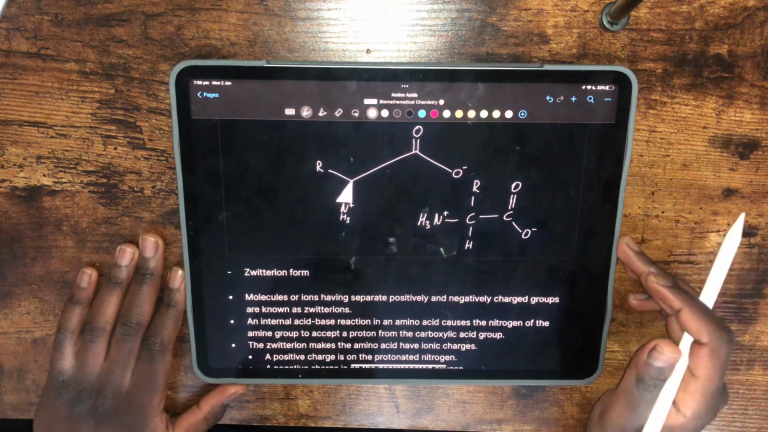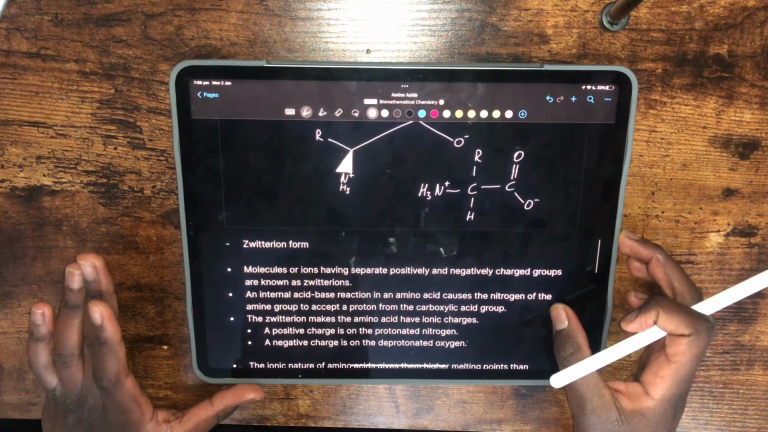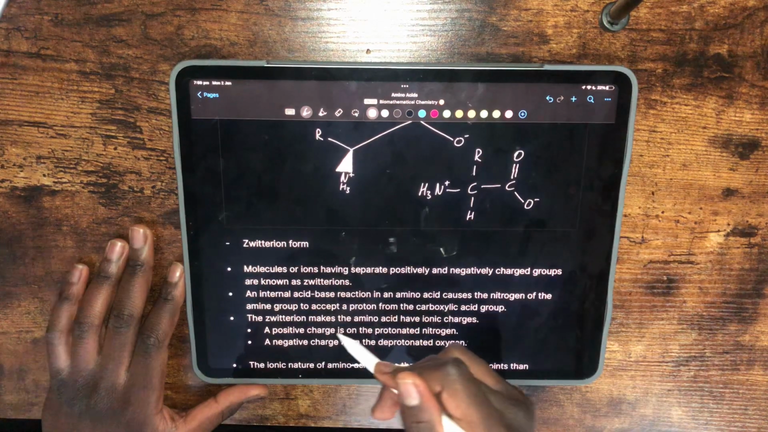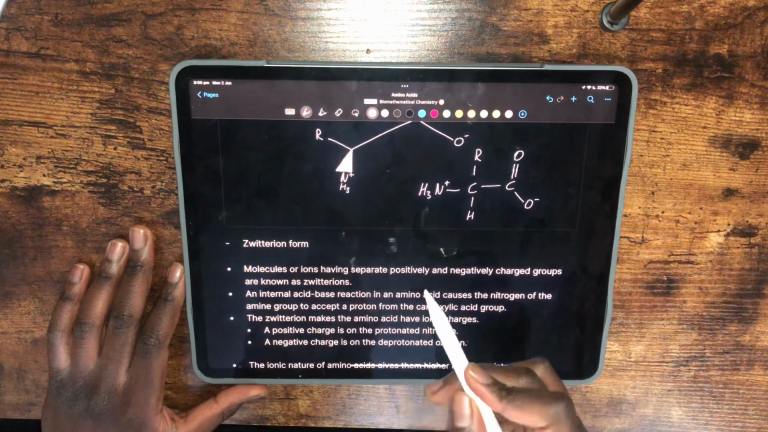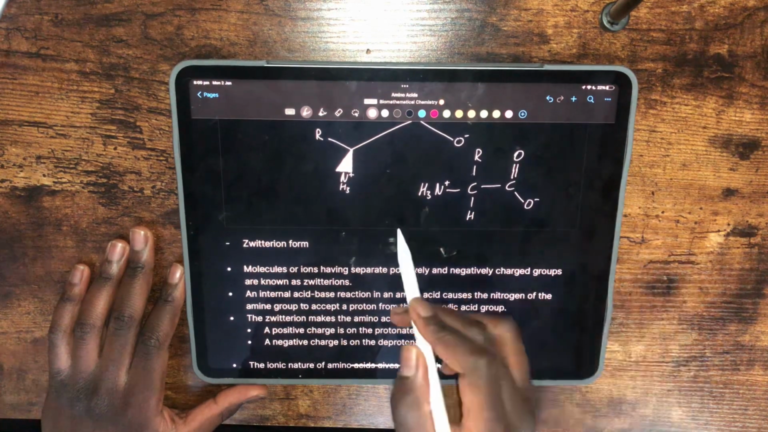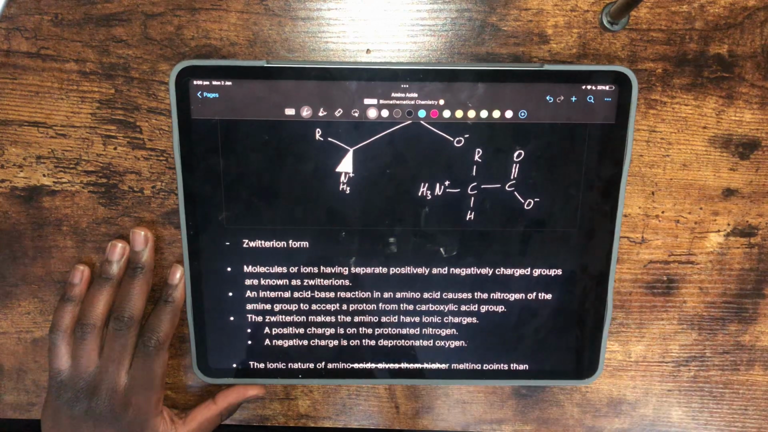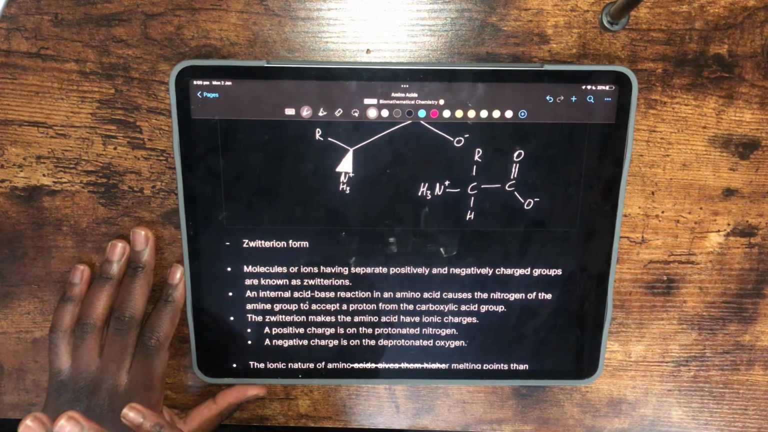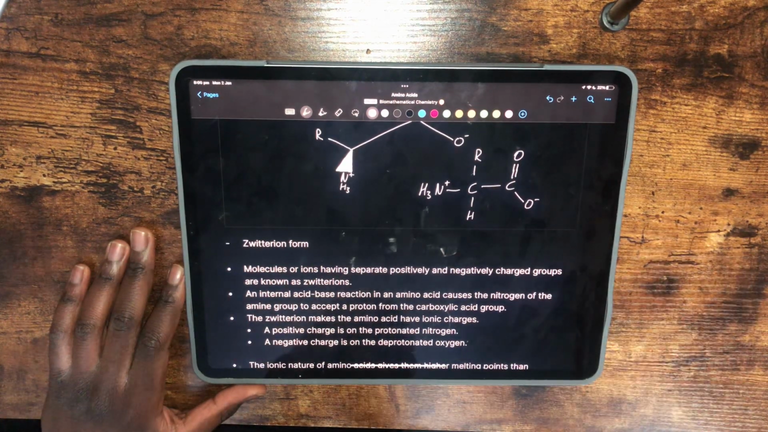But if it's an internal acid-base reaction, so it's both an acid and a base, then for example, a positive charge is on the protonated nitrogen because it accepts a proton, because it's a basic reaction where it's gained an H plus.